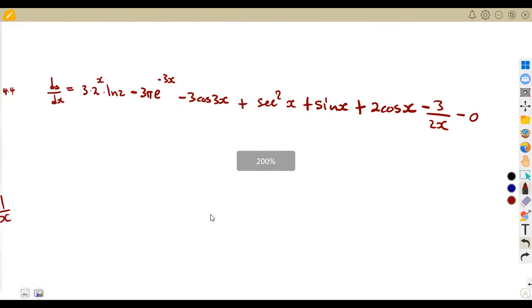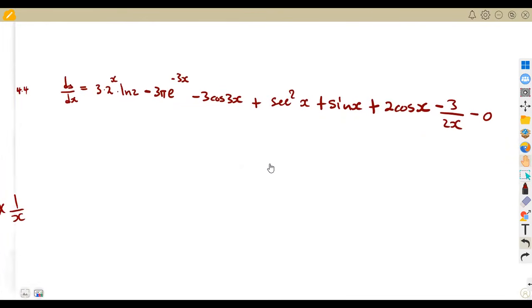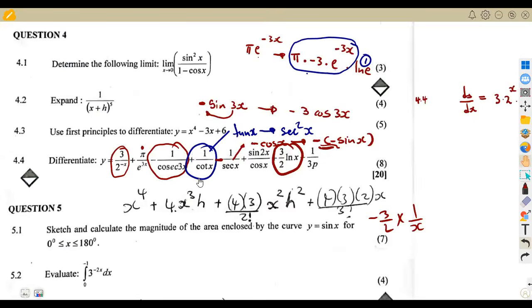All right, so that was our question 4.4. We're supposed to find the derivative of each. And I told you guys, to find the derivative of each, you must be able to simplify each term before you find the derivative. It is the same thing even on your integration. You must do the simplification first. So this is what we're doing, simplifying each, then we find the derivative of each.